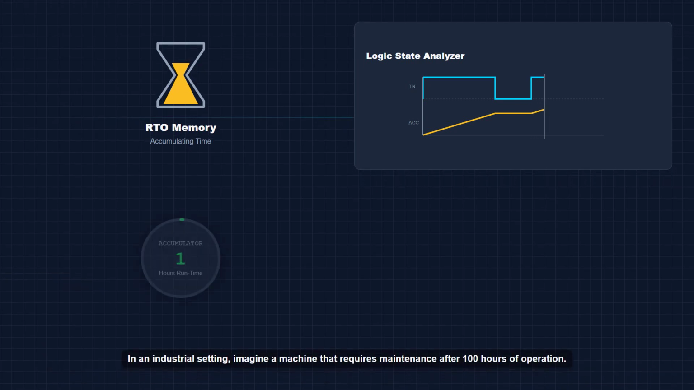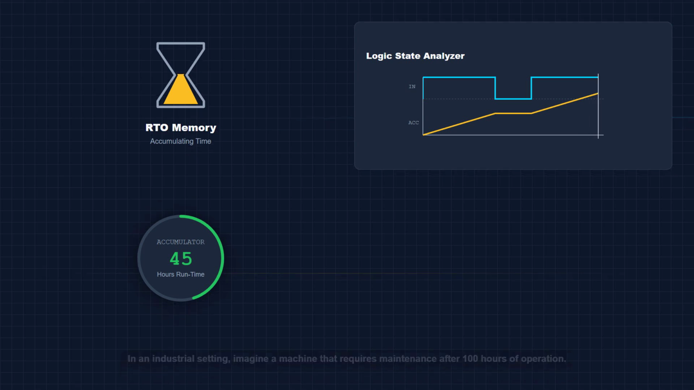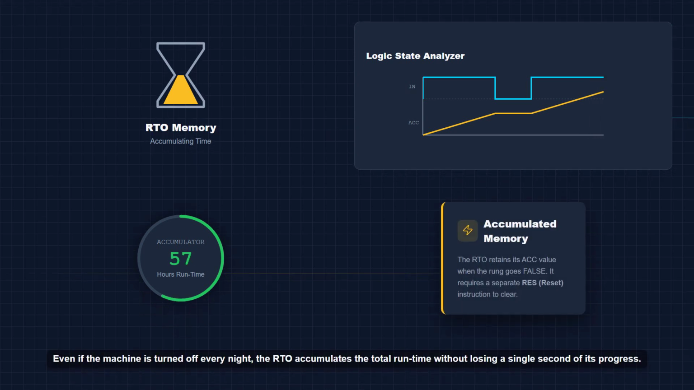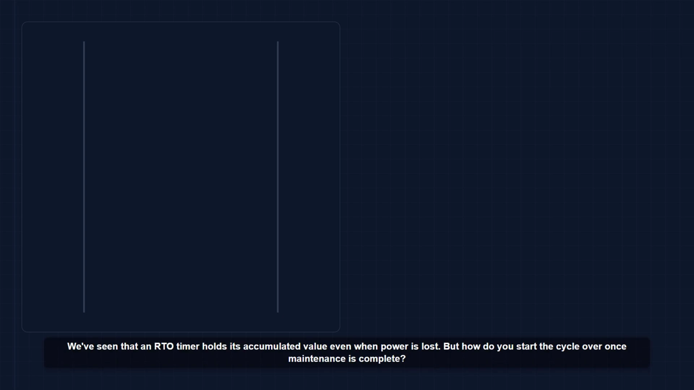In an industrial setting, imagine a machine that requires maintenance after 100 hours of operation. Even if the machine is turned off every night, the RTO accumulates the total runtime without losing a single second of its progress. We've seen that an RTO timer holds its accumulated value even when power is lost. But how do you start the cycle over once maintenance is complete?